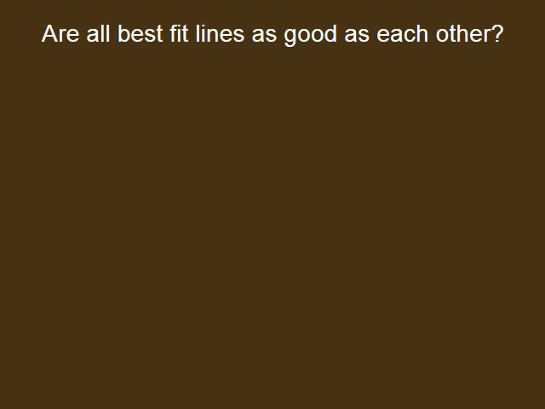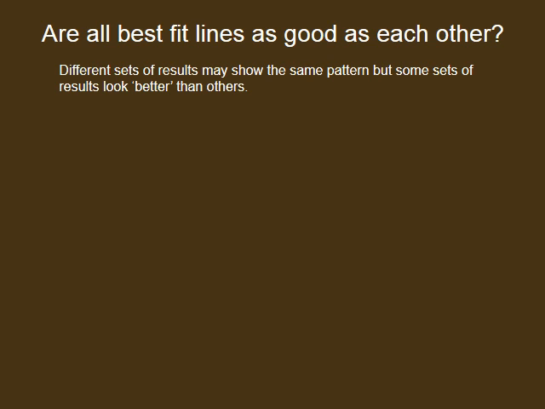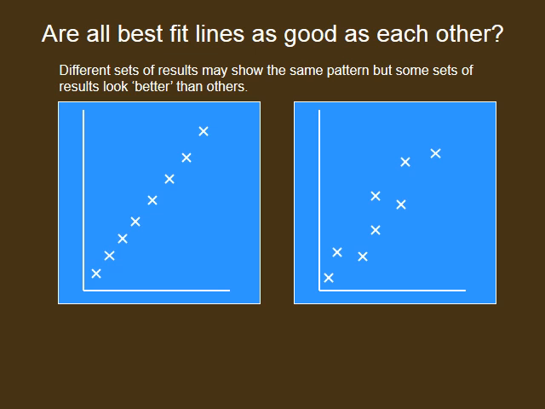So, are all best fit lines as good as each other? Well, different sets of results may show different patterns, but some sets of results may look better than others. It's important to note though, in your internal, you deal with the results or the data points that you get. You can't fudge the results to suit what you think you will get, because it's kind of putting the cart before the horse. You get the results you get, and it has to follow a certain pattern, so be it.